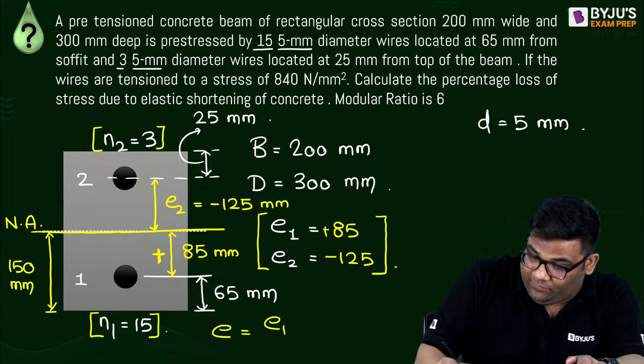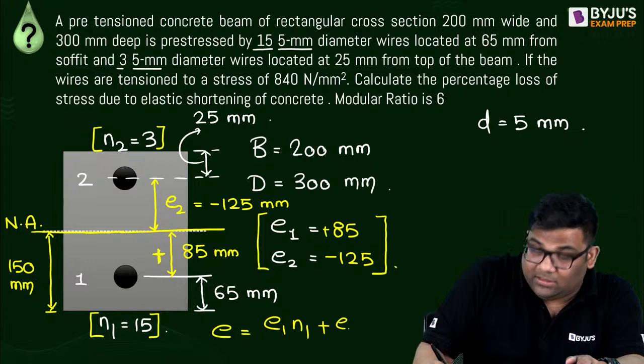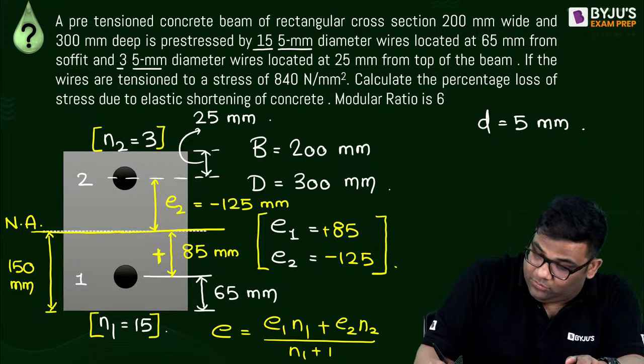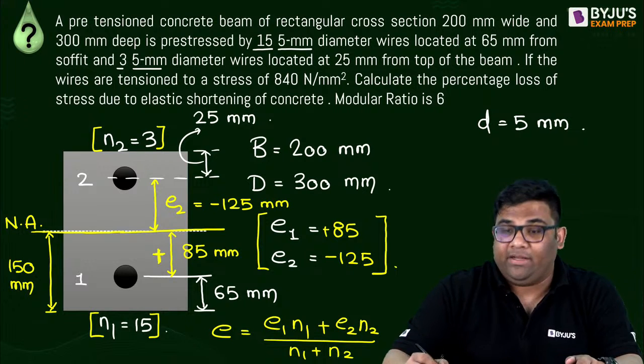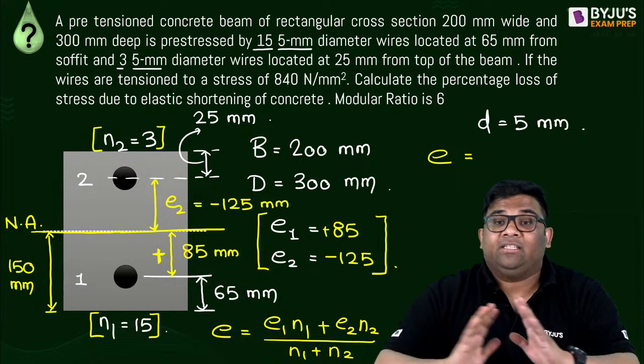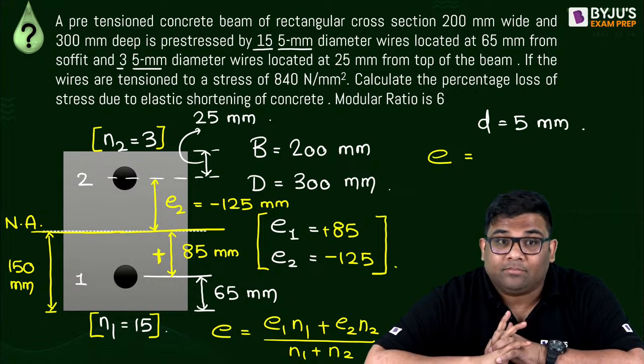Taking what? E1 N1 plus E2 N2 divided by what? N1 plus N2. So what is the effective eccentricity you are getting from this formula? Please tell me.